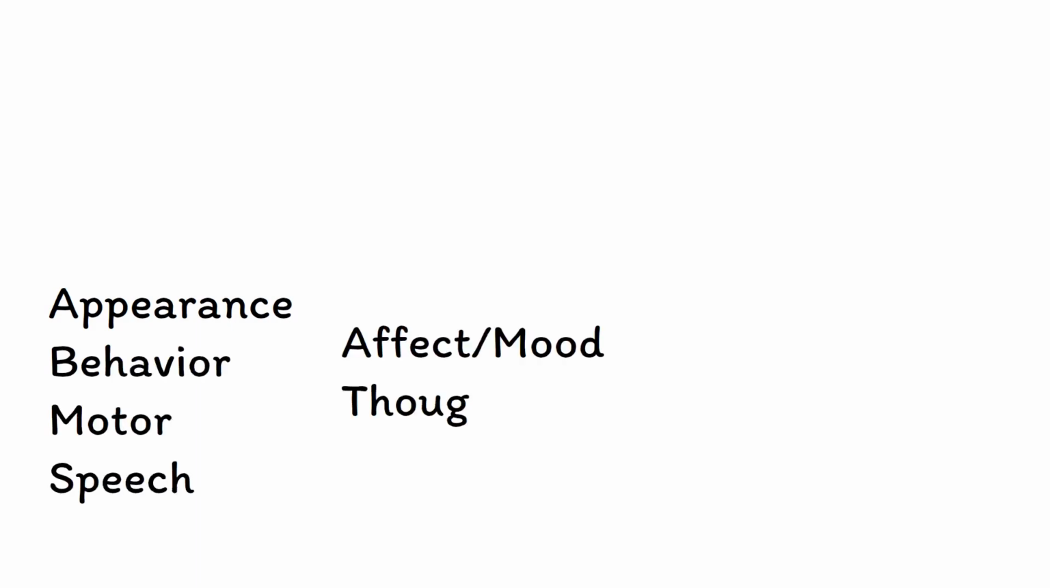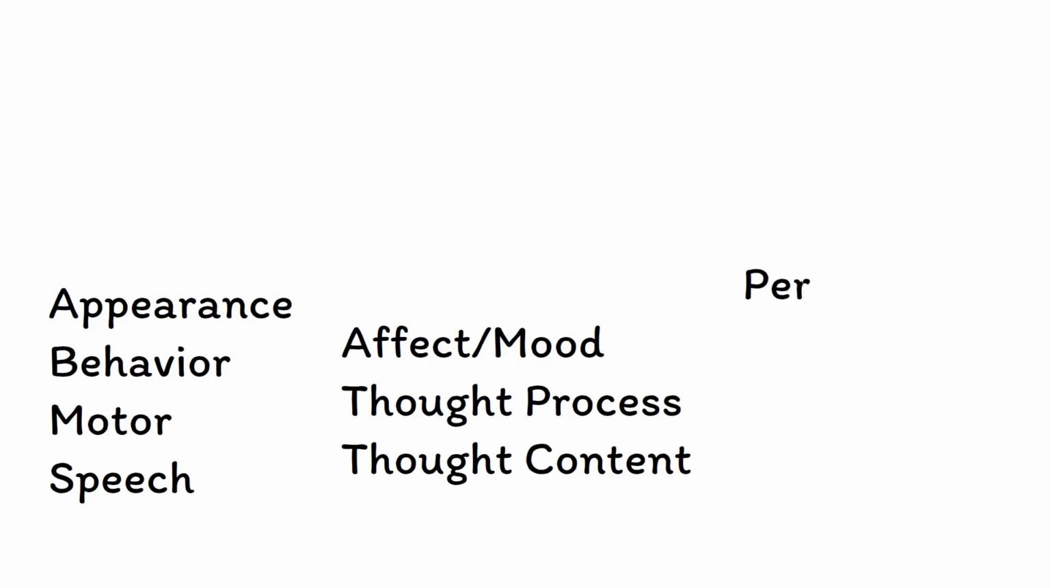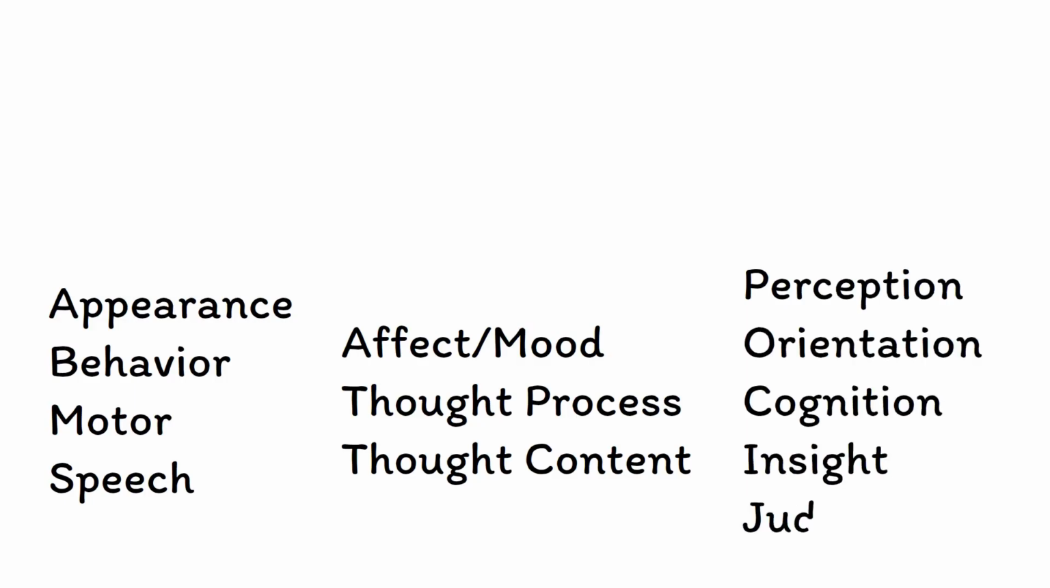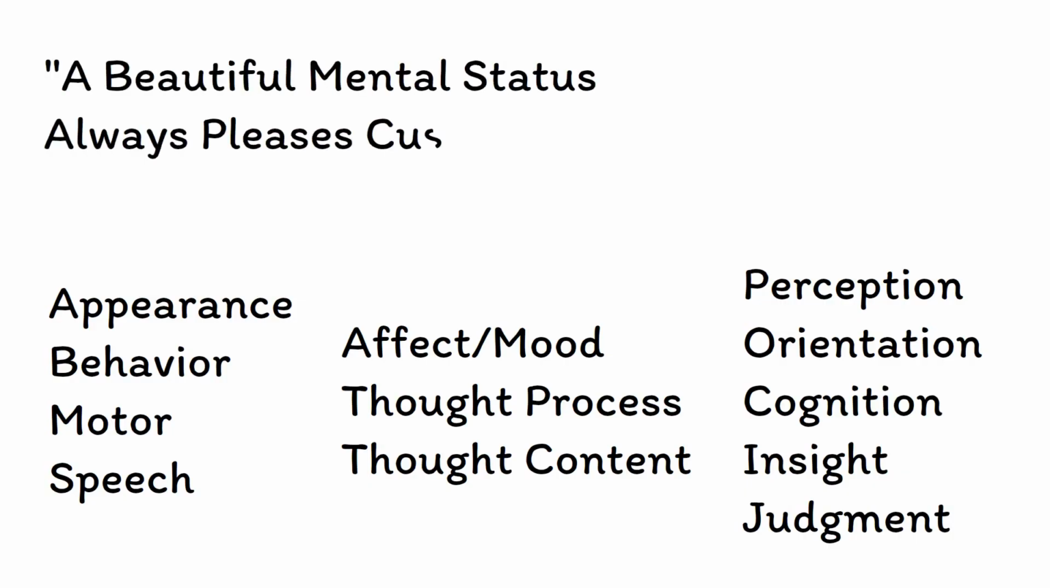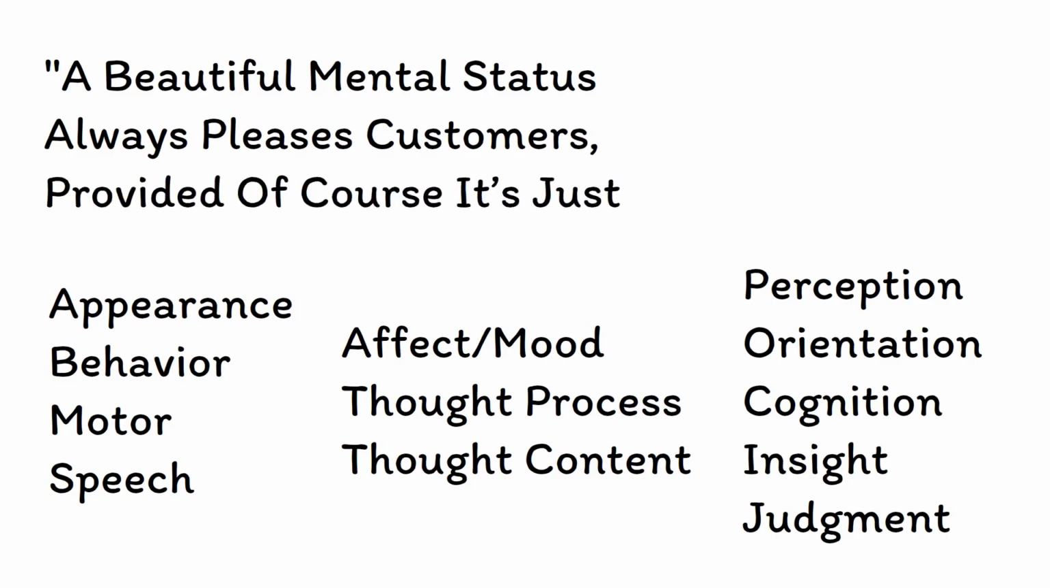The mental status exam can be broken down into the following domains: appearance, behavior, motor, speech, affect and mood, thought process, thought content, perception, orientation, cognition, insight, and judgment. A good way to remember these in order is to use the phrase, "A beautiful mental status always pleases customers," provided, of course, it's justified.